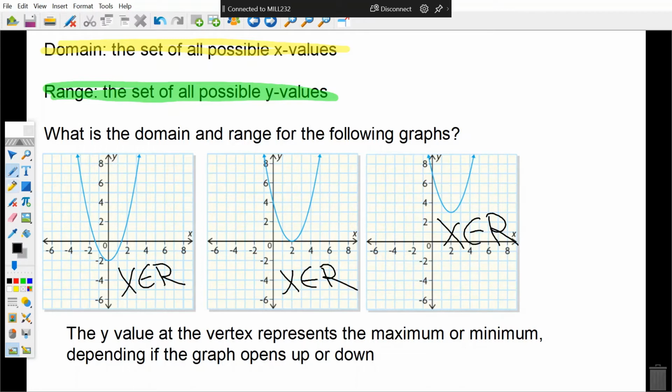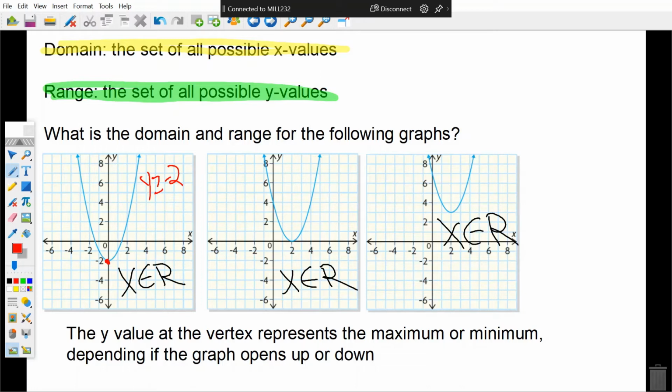The range is all of the possible y values. We'll do range in red here. What's the lowest y value on this parabola? -2. What's the highest y value? It goes up to infinity, right? So that means that the range has to be y ≥ -2, because -2 is the lowest y value, and the highest y value goes on forever.